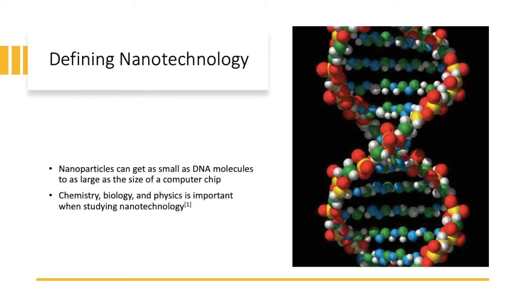Nanoparticles can get as small as DNA molecules and as large as the size of a computer chip, like what we saw on the previous slide. Chemistry, biology, and physics are also very important knowledge to have when studying these nanoparticles. The image on your right is, of course, a double-stranded DNA molecule, and nanoparticles can get as small as these DNA molecules, usually not any smaller, but it can get very complicated as well.